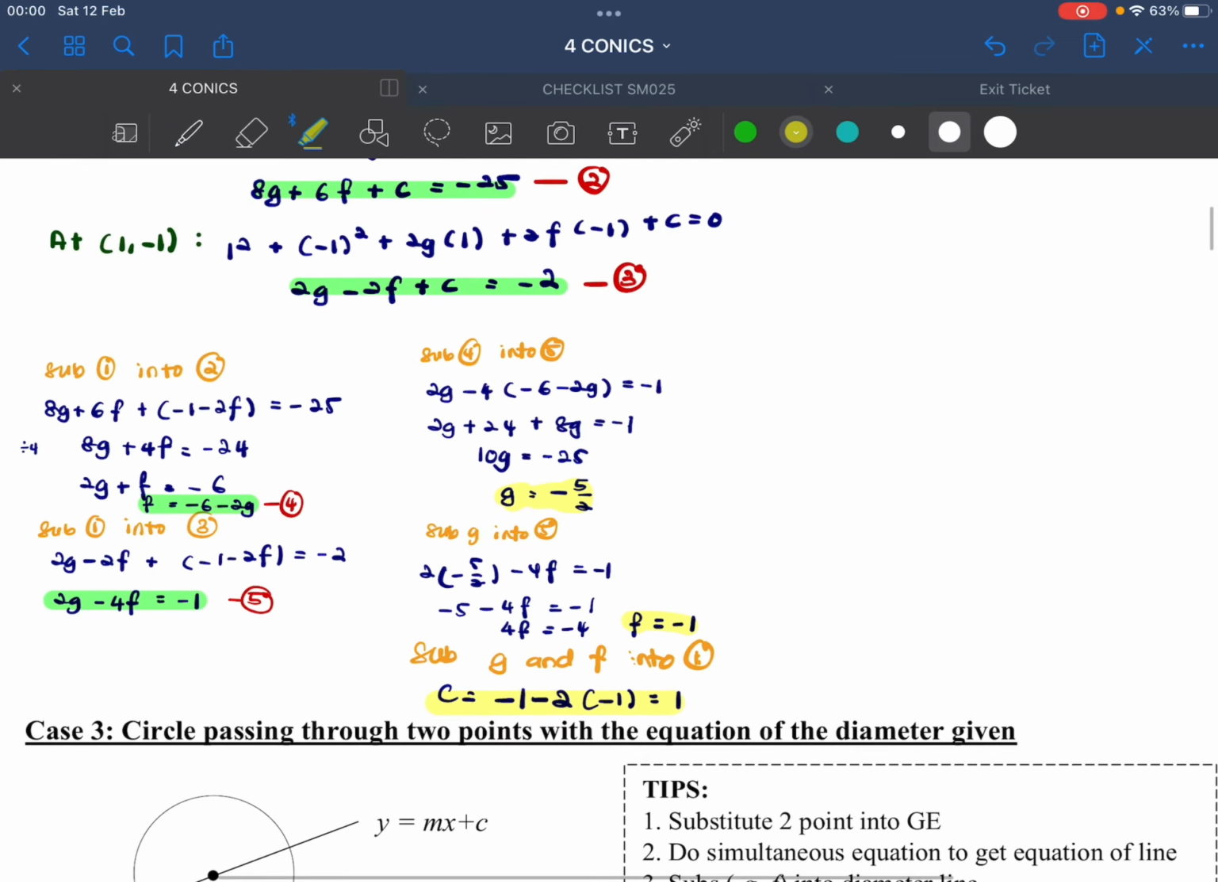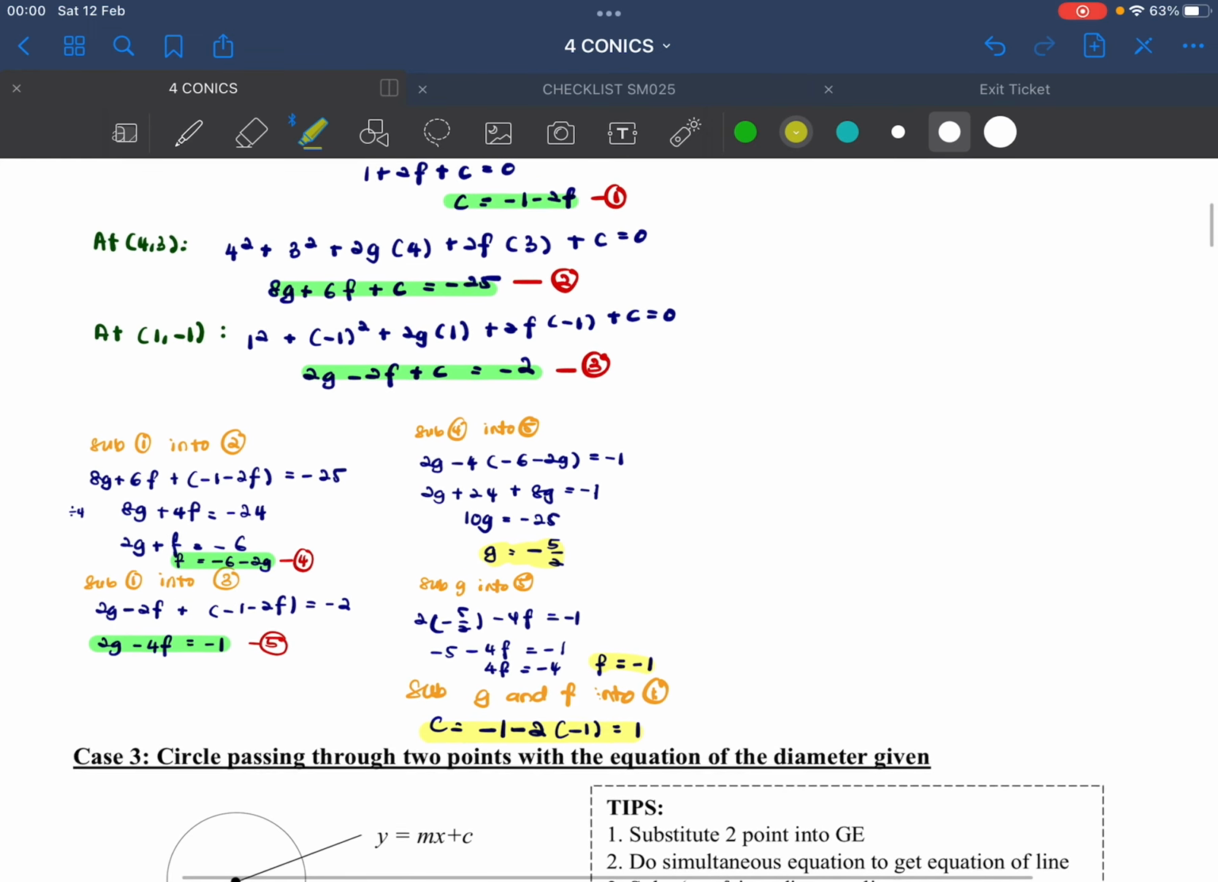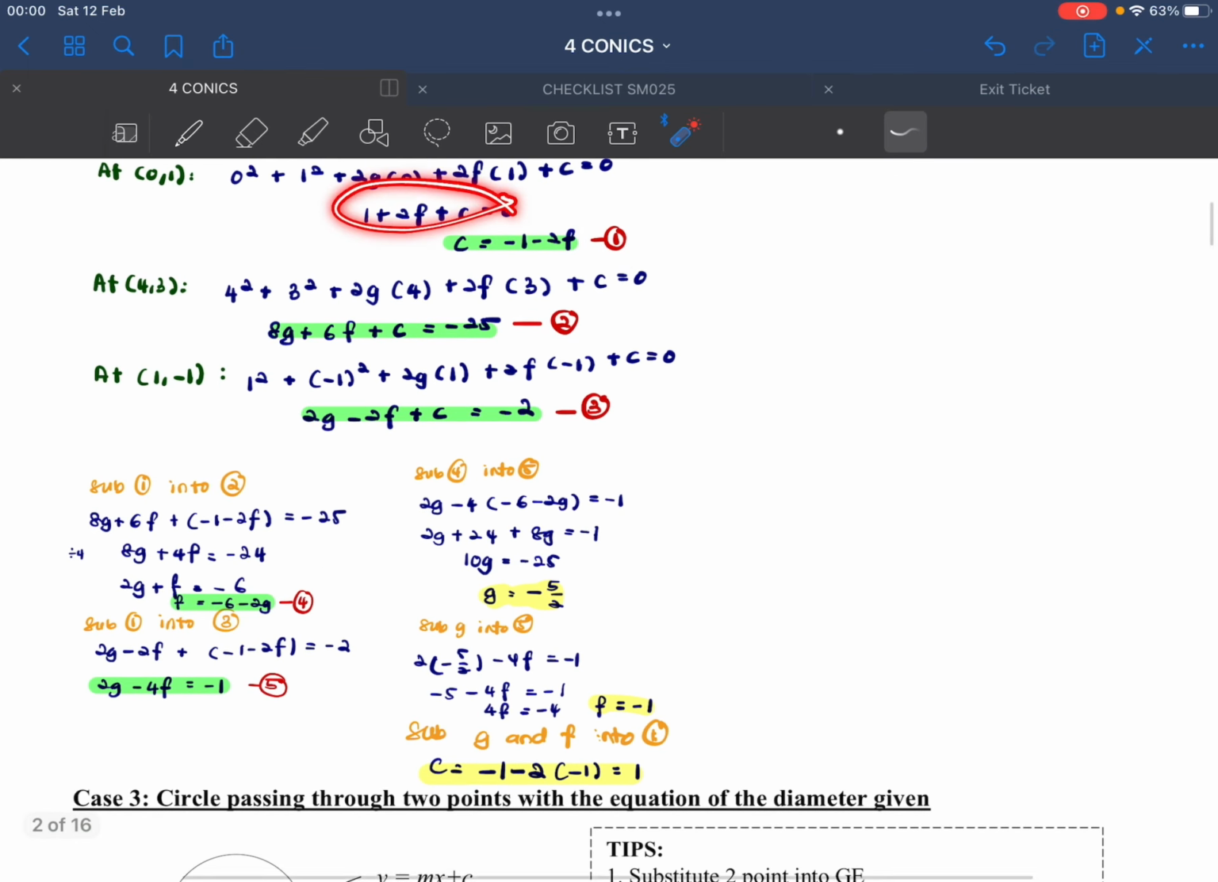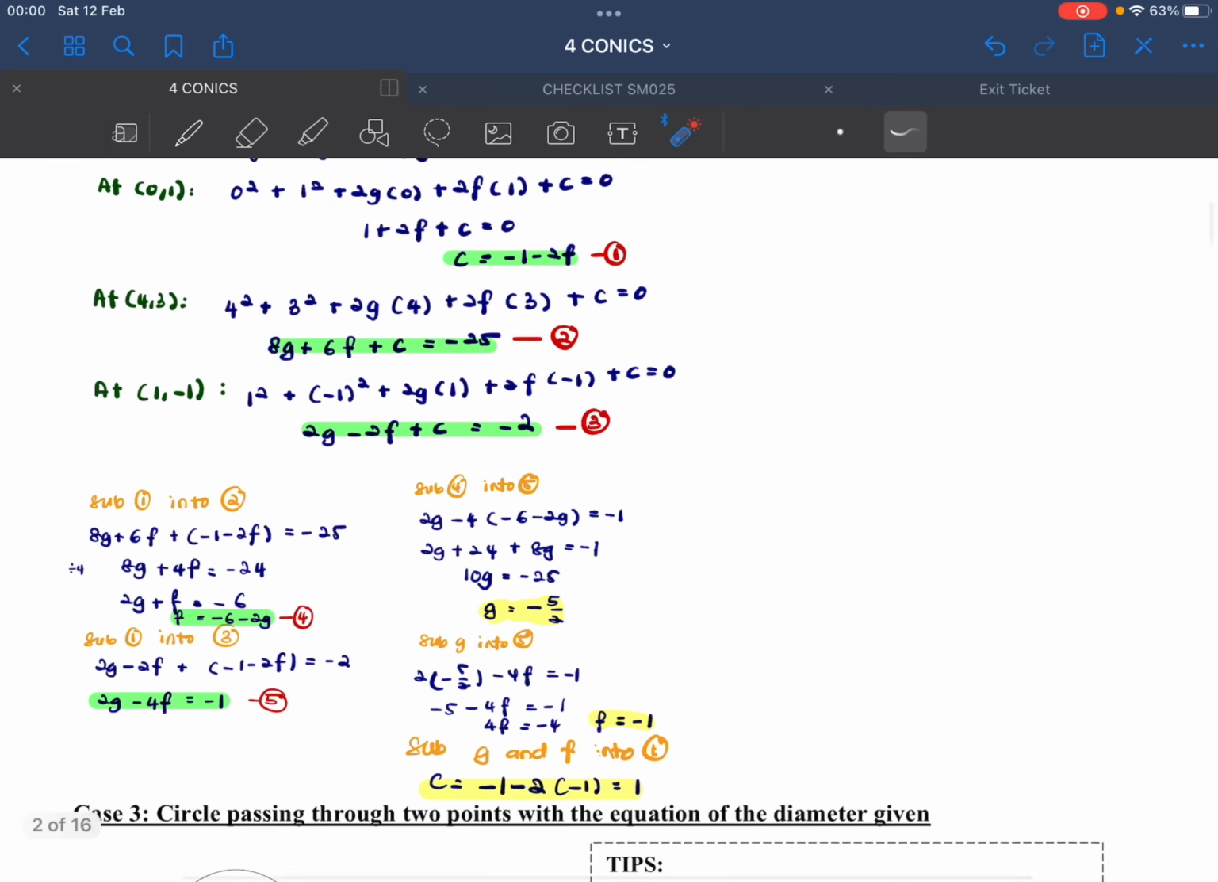Okay, so we have our g, our f, and our c by using simultaneous equations. As I said before, it doesn't matter. If you want to use elimination, also can. If you want to do 1 minus 2, make sure this one you have to minus. If you want to take this one minus this one, and this one minus this one, it doesn't matter. Which one is easier for you?